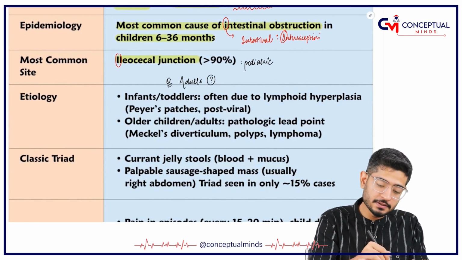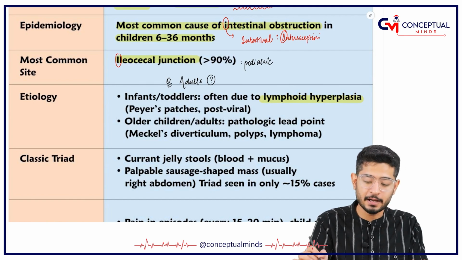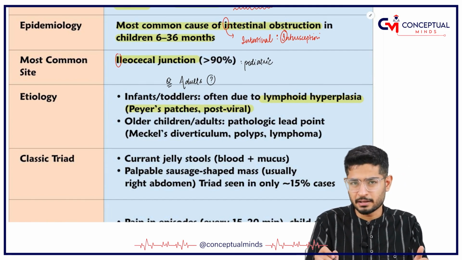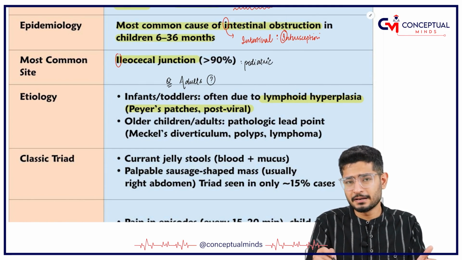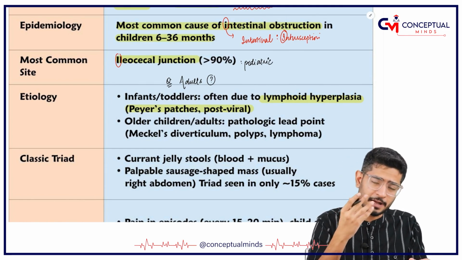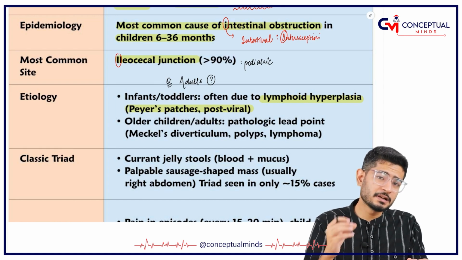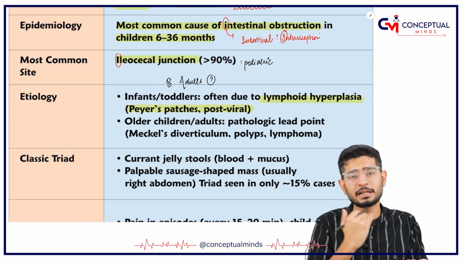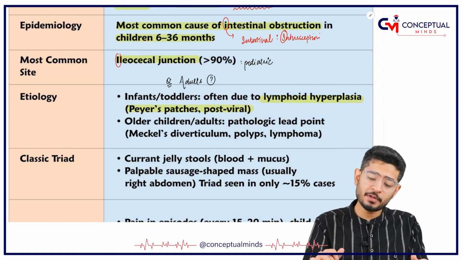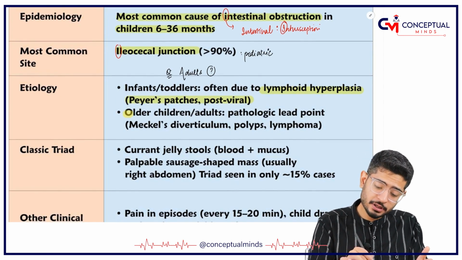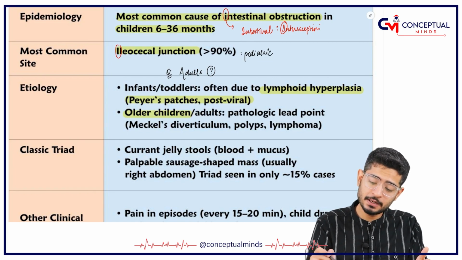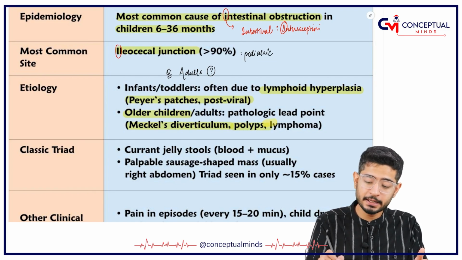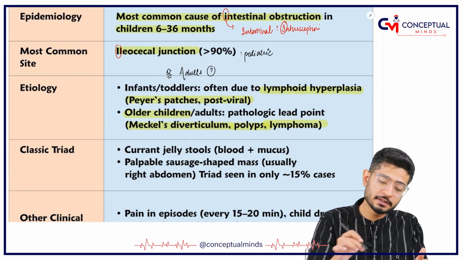Now, what is the etiology? What happens is there is lymphoid hyperplasia post-viral, in cases when viral infections are there. Because the lymphoid tissue is so much enlarged, that leads to telescoping. In older children there might be other conditions as well, like Meckel's diverticulum, polyp, or lymphoma. So what happens in all these conditions?